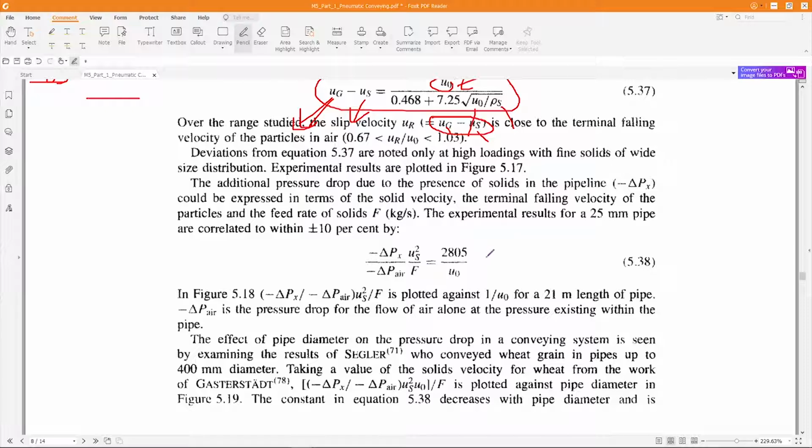Now, this correlation predicts the pressure drop required in the x direction. This equation is for a 25 mm pipe. You can see this is a pressure drop in x direction, and this is a pressure drop of air. This is the solid velocity. This is the feed rate, in kg per second, and U naught is the terminal velocity. If you plot this versus this, then you should get a straight line of slope 2805.